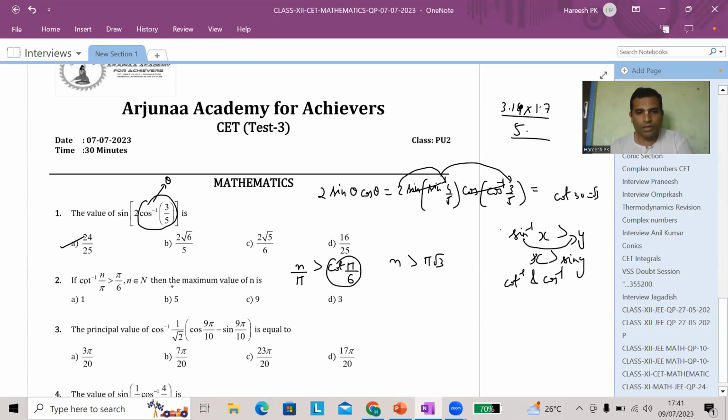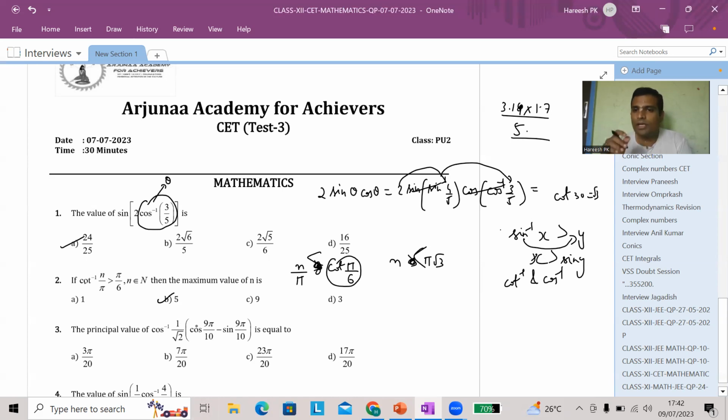So then n should be less than, inequality changes, right? Inequality changes. So n should be less than 5 point something. So the maximum value is n equal to 5. Again, a straightforward question. Okay. Third question, very easy again.